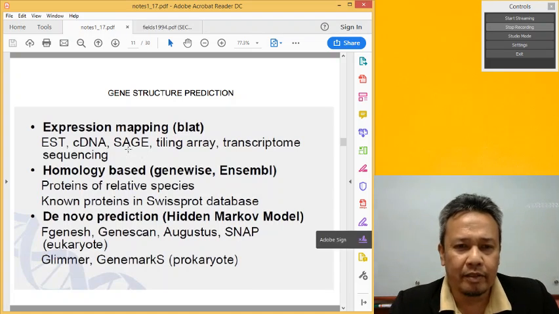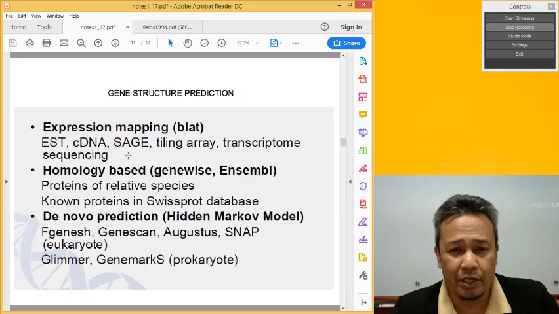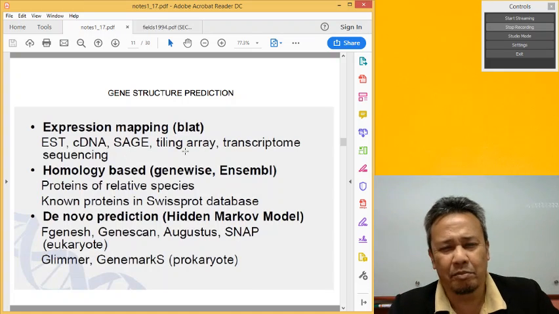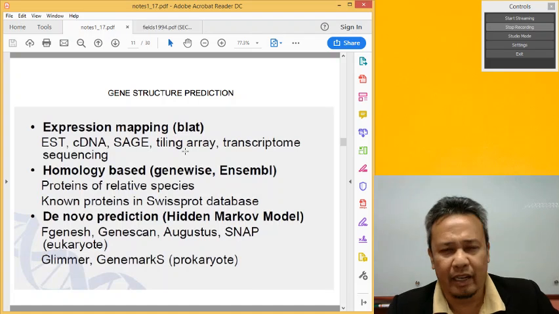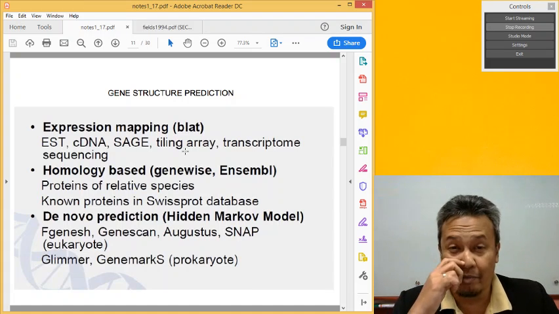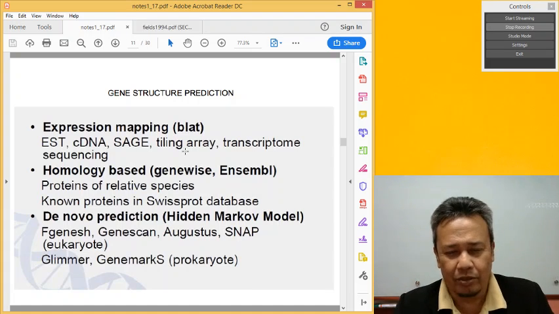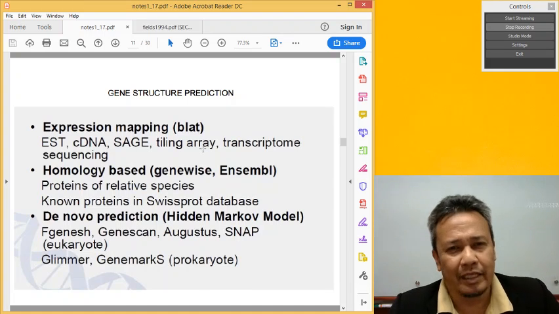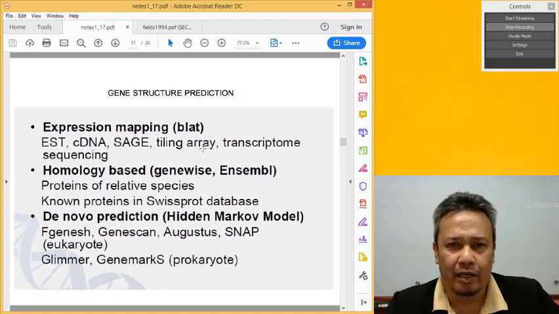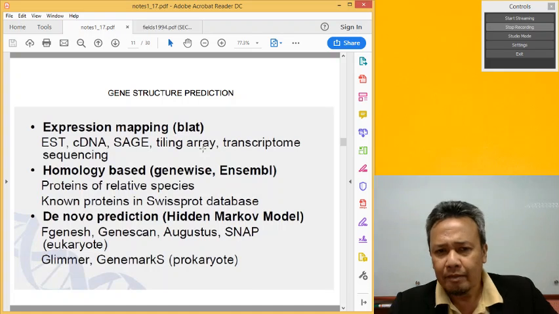SAGE, serial analysis of gene expression, and tiling arrays. These are some specific methods that again deal with mRNA and try to predict based on sequence. You can do transcriptome analysis. Transcriptome basically just says that you are looking at all the transcripts.